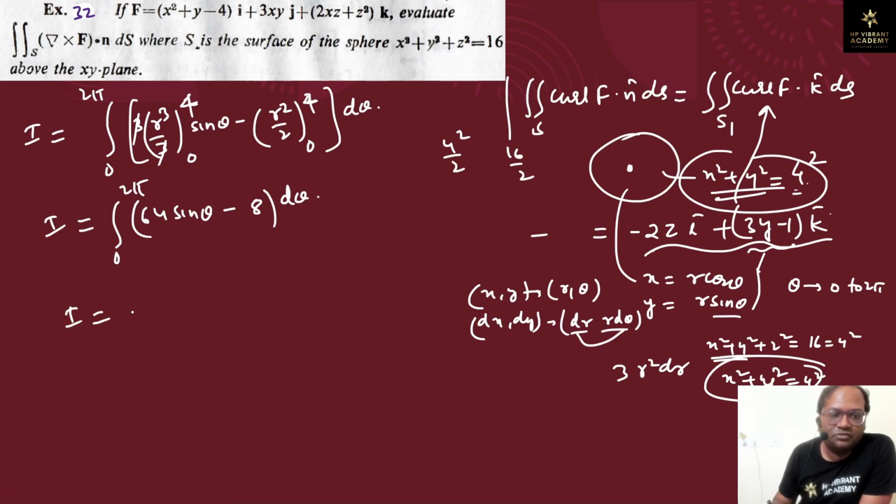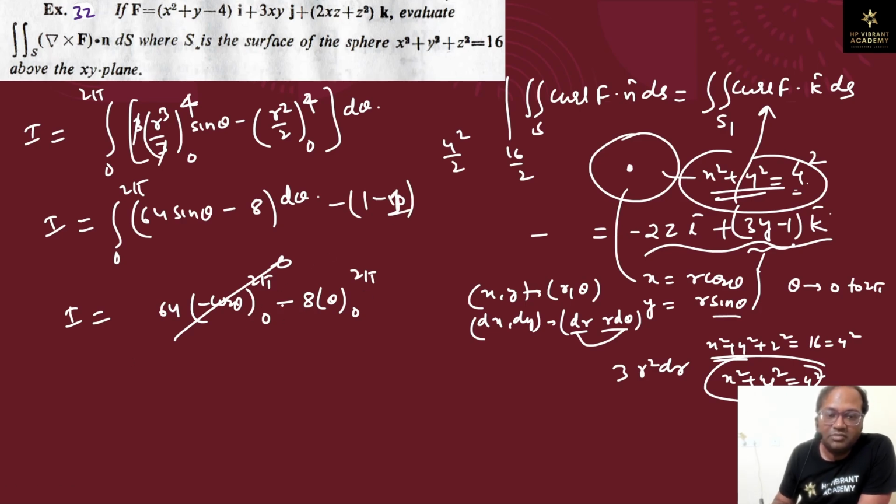So I is equal to 64 times the integration of sin theta, which is minus cos theta, limit 2 pi and 0, minus 8 times the integration of d theta, which is theta, limit 0 to 2 pi. So this gets cancelled, because cos 2 pi is 1 and cos 0 is also 1, so 1 minus 1 is 0. So this is minus 8 times 2 pi, so this is 16 pi minus 16 pi. I is equal to minus 16 pi.